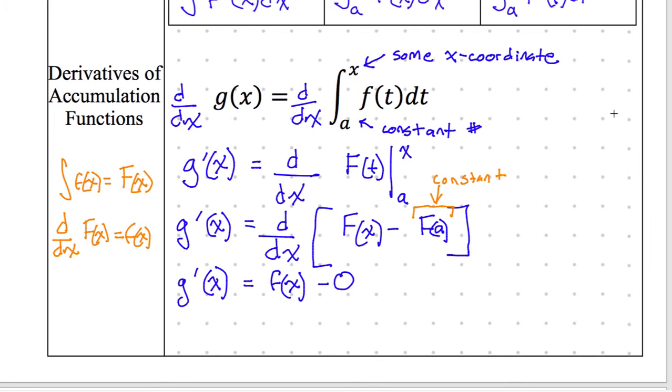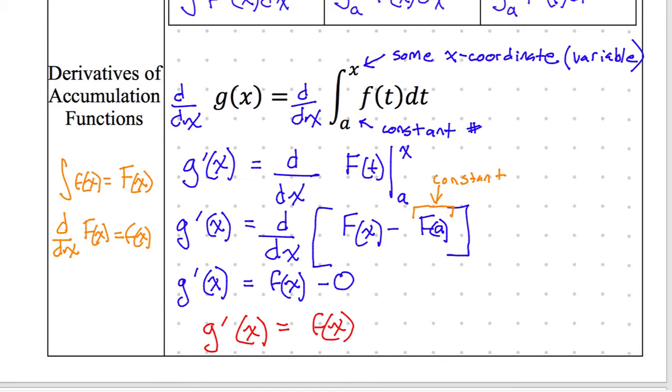But the main thing here, and I'm going to write it in red because we'll be rewriting this anyway on the next page, g prime of x is equal to f of x. Look at the first line, look at the second line. If g of x is defined as this integral from a to x, where a is a constant and x is a variable, some x coordinate. Maybe I should put variable also. Variable. Notice that when I take the derivative, I literally just plug in x.